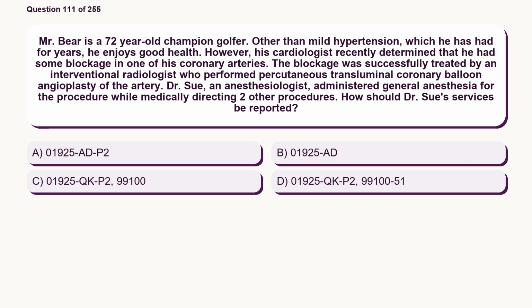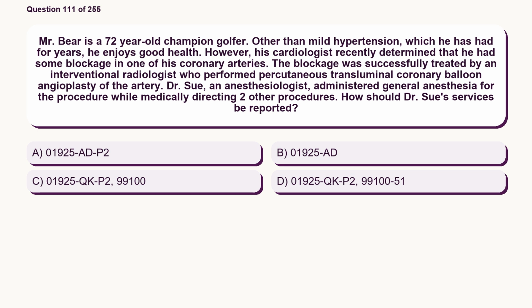Question 111. Mr. Bear is a 72-year-old champion golfer. Other than mild hypertension, which he has had for years, he enjoys good health. However, his cardiologist recently determined that he had some blockage in one of his coronary arteries. The blockage was successfully treated by an interventional radiologist who performed percutaneous transluminal coronary balloon angioplasty of the artery. Dr. Su, an anesthesiologist, administered general anesthesia for the procedure while medically directing 2 other procedures. How should Dr. Su's services be reported?